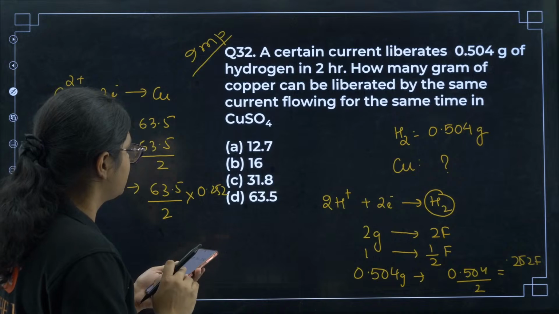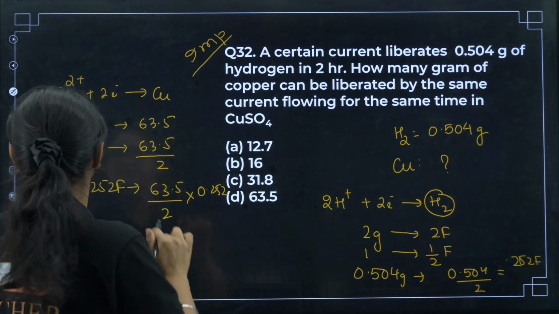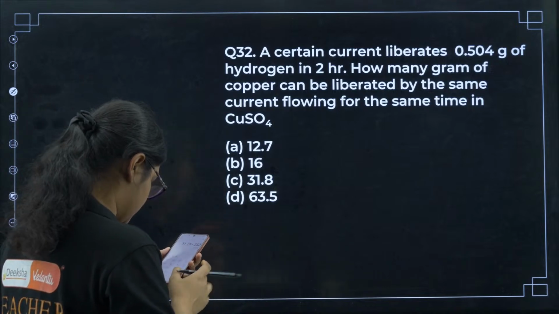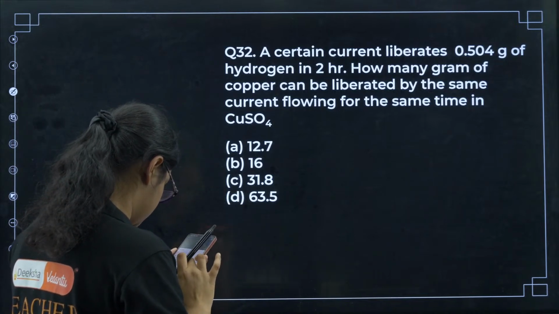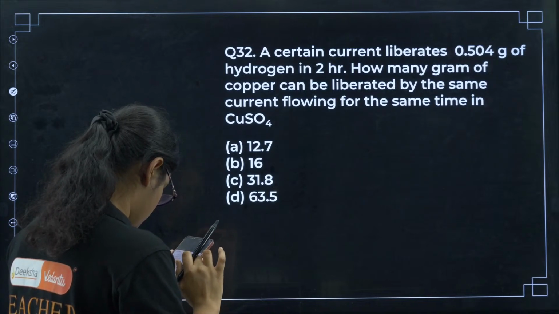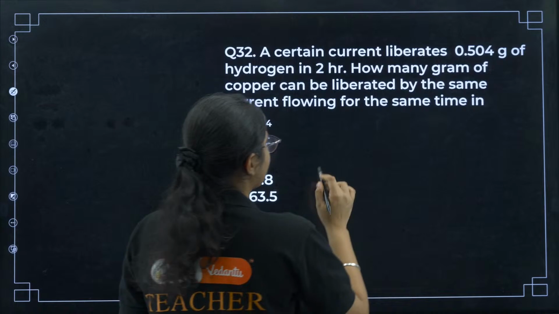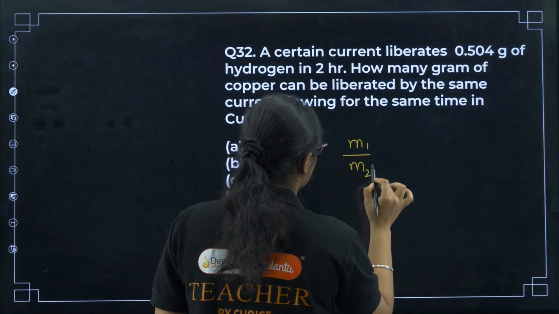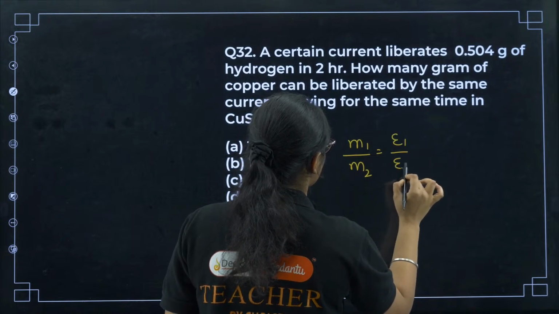One second, I think I did some calculation error. Let me check the calculation once again. Students, one second, I will do this question. I think I have done some wrong calculation. If you are giving the same amount of current, we can use this formula, M1 by M2 is equal to E1 by E2.